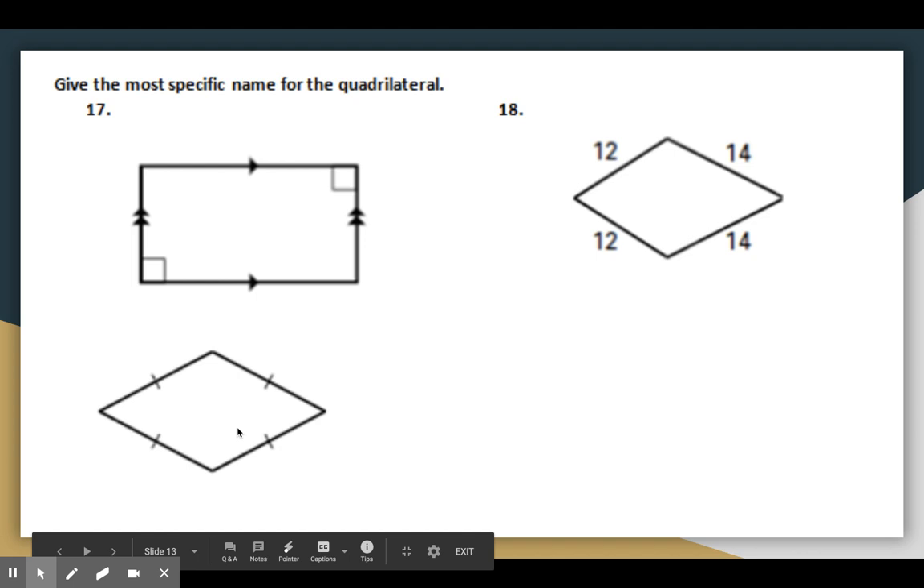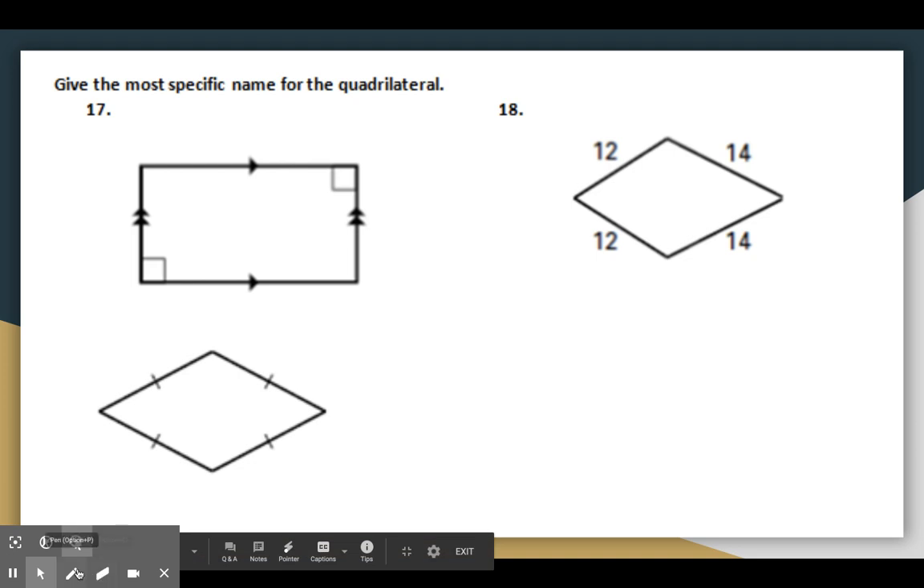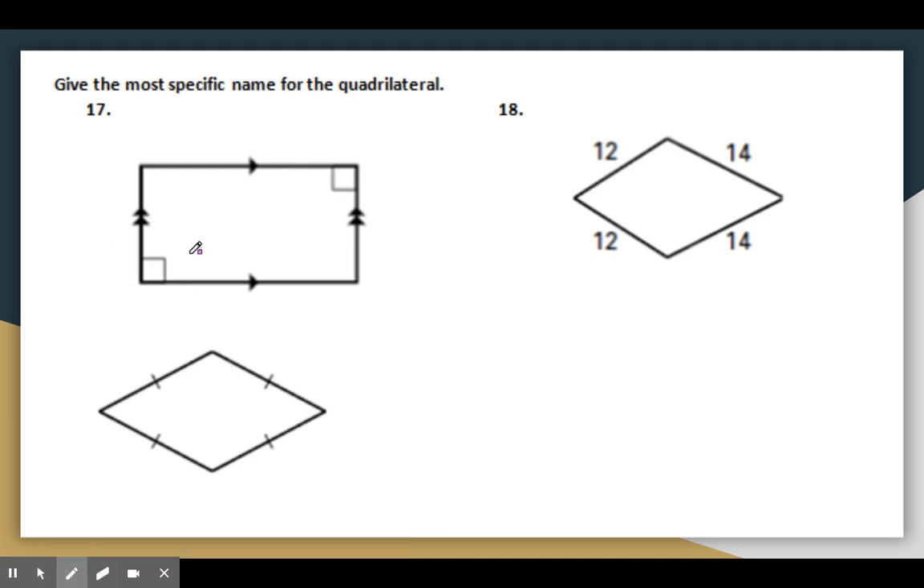Okay, and then at the end of the test, you will be given a shape, and you need to give the most specific name for the quadrilateral. Most specific, most accurate. So we see here, this is obviously a parallelogram, and we have 2 right angles, which means that these also have to be right angles. We cannot conclude that we have 4 congruent sides, so the most accurate for this one is going to be a rectangle. Here we see that we have 12, 12, 14, 14. We have 2 pairs of congruent sides that are not opposite from each other. This one, the most accurate, is called a kite.